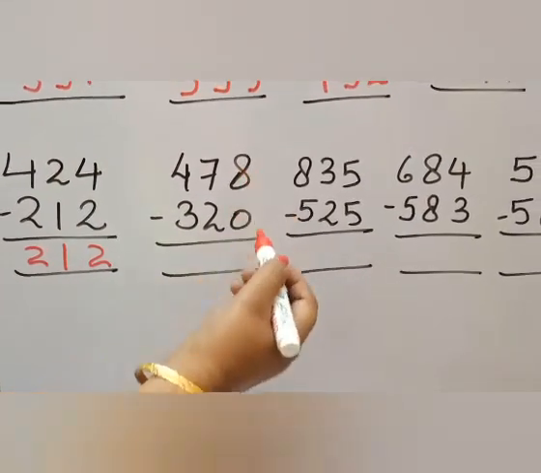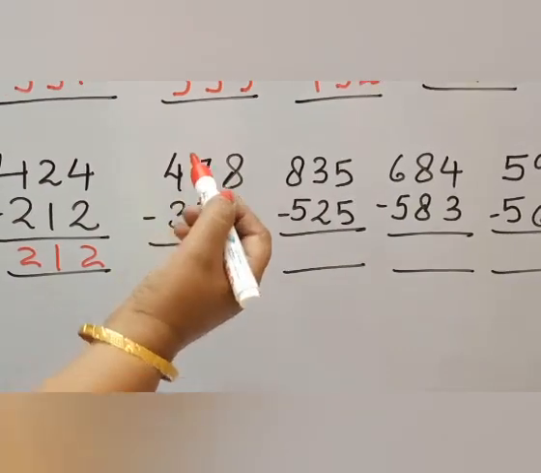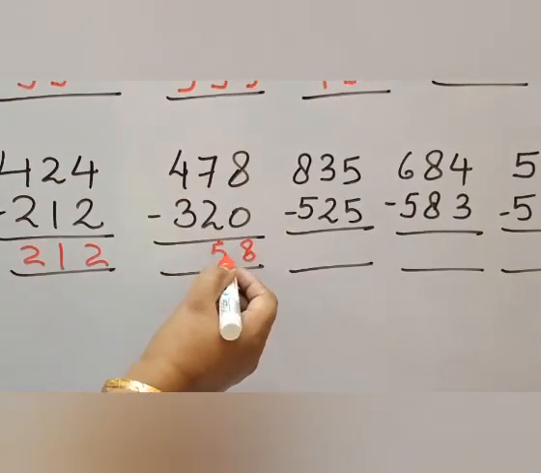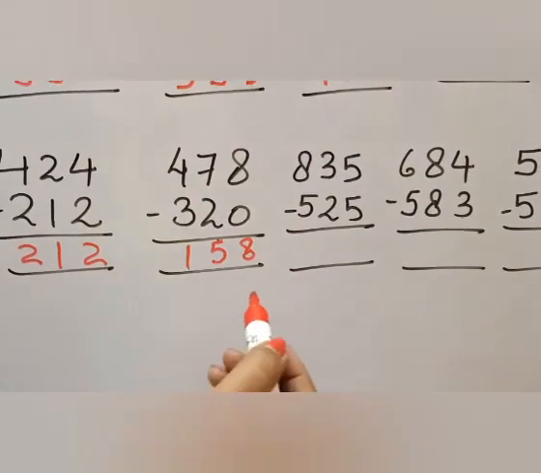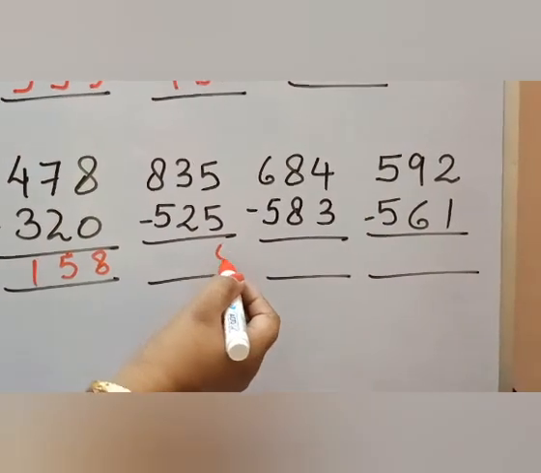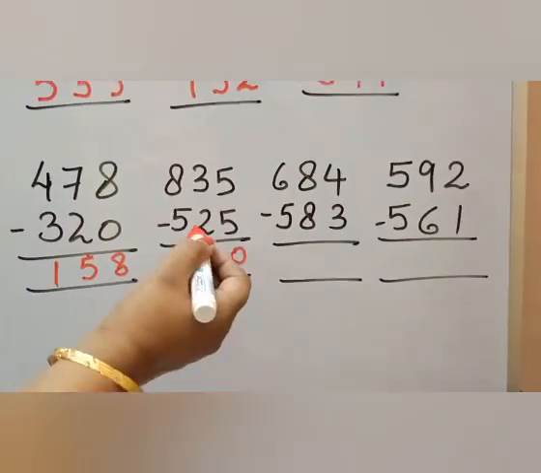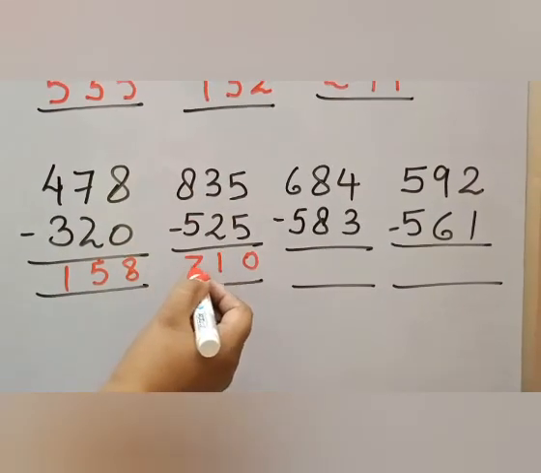Subtract 0 from 8. The number is 8. Subtract 2 from 7. The answer is 5. Subtract 3 from 4. The answer is 1. Next sum. When we subtract same number from the same number, we get 0. Next, subtract 2 from 3, the answer is 1. Subtract 5 from 8, the answer is 3.